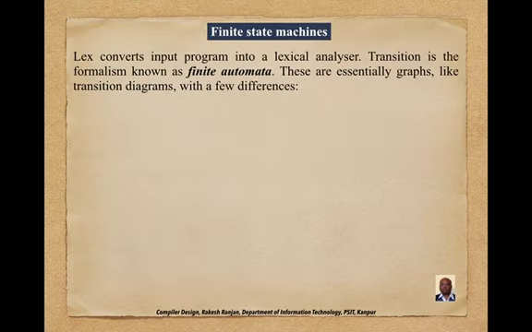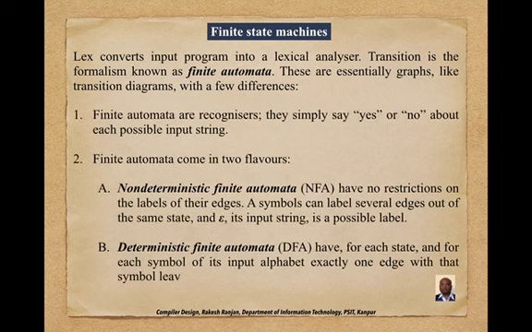Let us consider finite automata. Lex converts the input program into a lexical analyzer. The transition is formalized as the finite automata. It can be represented by a graph or by a transition diagram. There are a few differences. First, finite automata are recognizers. They simply say yes or no about each possible input string.